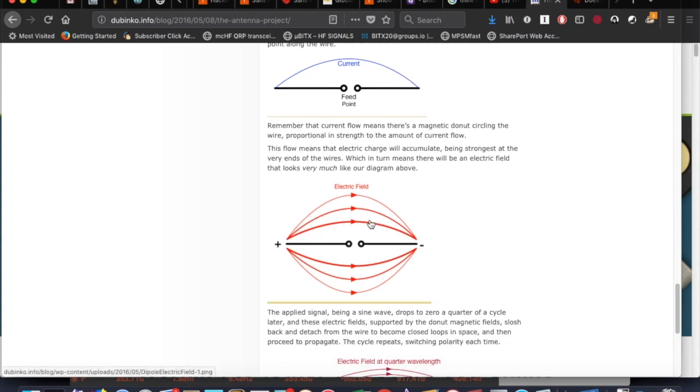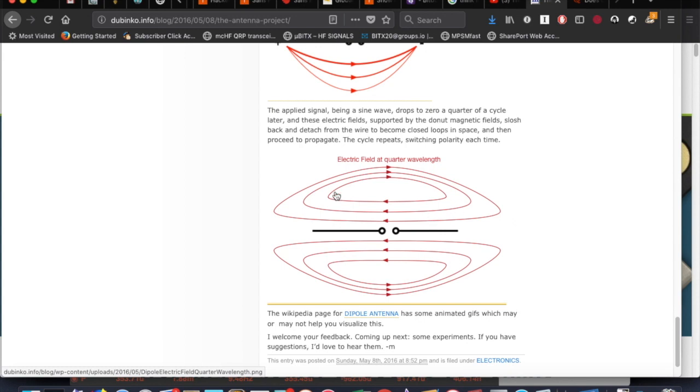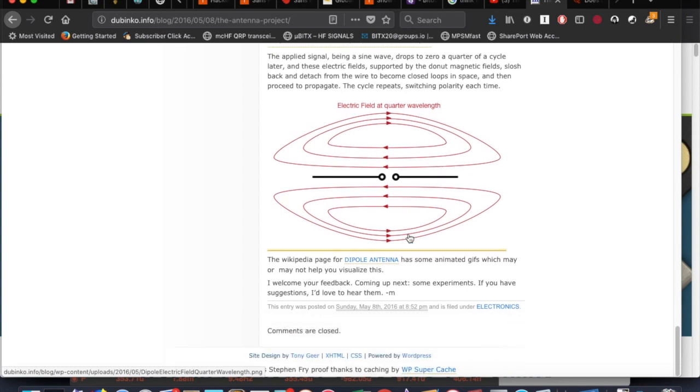Right? There's an electric field. The voltage is the opposite of this. The voltage is highest at the ends of the antenna and pretty much 0 at the feed point. That creates an electric field between these. The combination of the electric field and the magnetic field creates an electromagnetic wave. And these things split off from the antenna and they go flying out through space. So that's how antennas work.